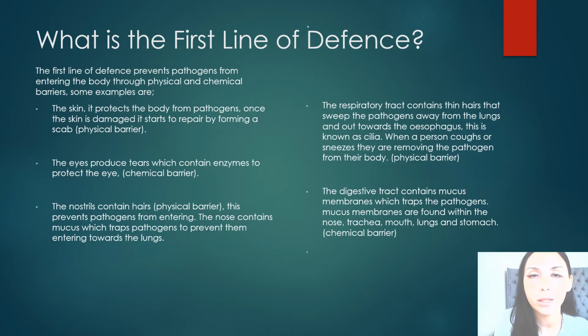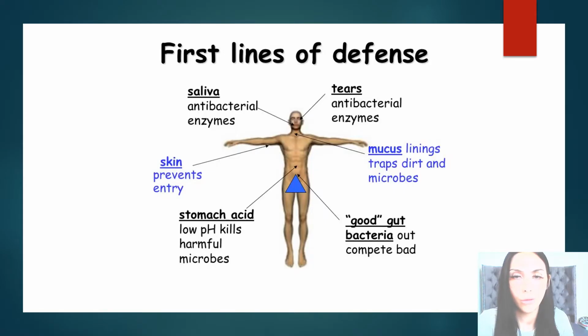The respiratory tract contains thin hairs that sweep the pathogens away from the lungs and out towards the esophagus. This is known as cilia. When a person coughs or sneezes, they are removing the pathogen from their body, which is a physical barrier. The digestive tract contains mucous membranes, which trap the pathogens. Mucous membranes are found within the nose, trachea, mouth, lungs and stomach.